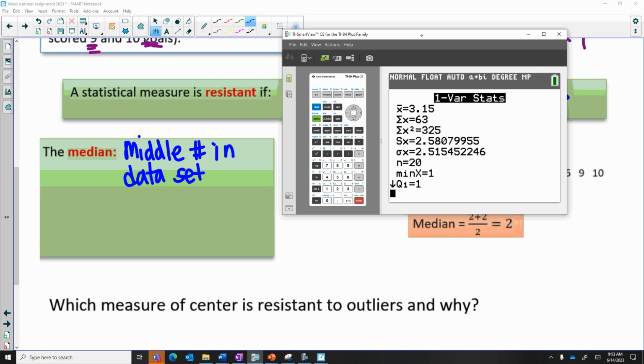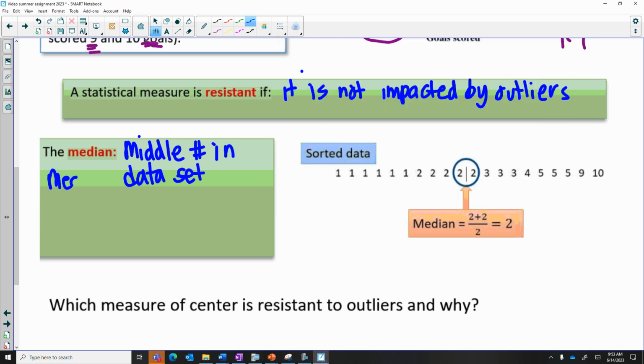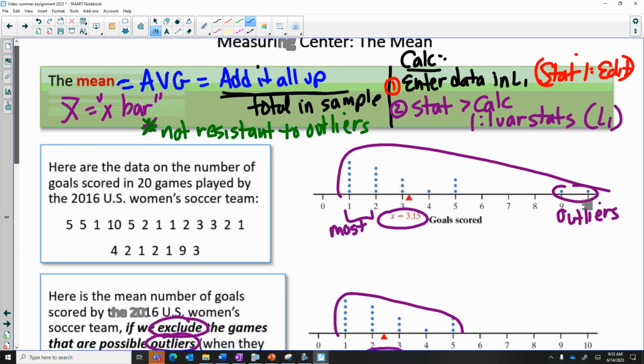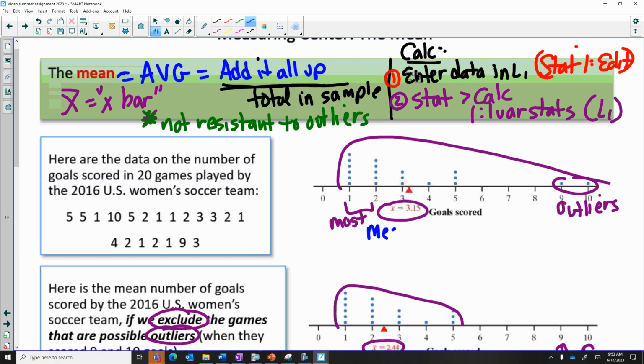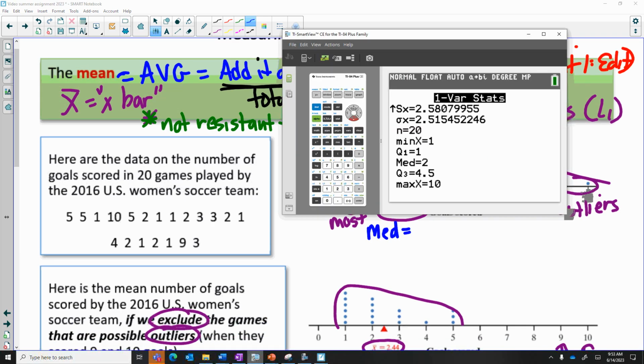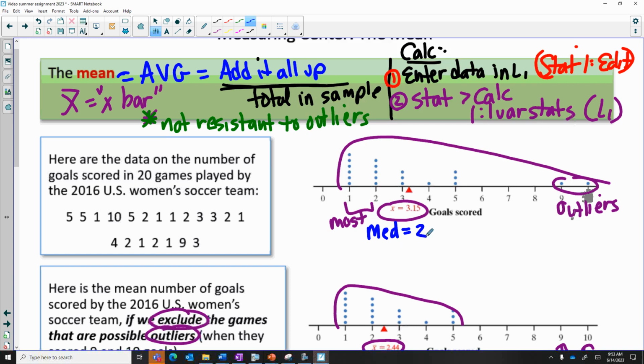If you scroll down with the little down arrow, do you see it says median, M-E-D? The old median for that data with the 9 and the 10, I'm going to write it down. The old median was 2 goals scored. It was right here. It landed in this bar, okay?